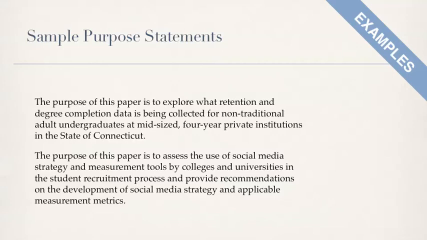Then the verb is followed by the general topic, the use of social media strategy and measurement tools by colleges and universities, etc. Now you see here that the population and the institutions are not provided in this example. And I think that this is the case mainly due to the complexity of this topic and the length of the purpose statement. In this case, the author chose to define the population and institutions in a follow-up statement.